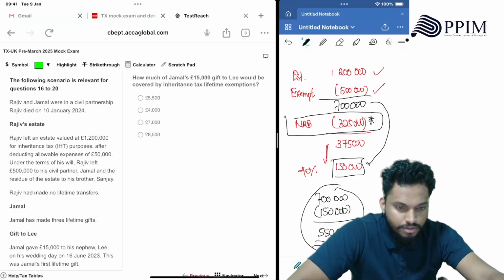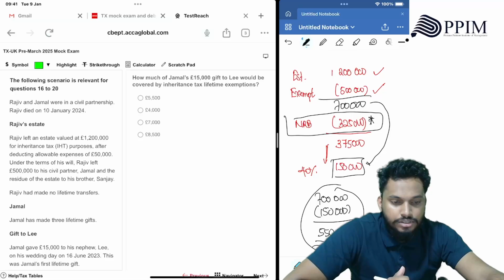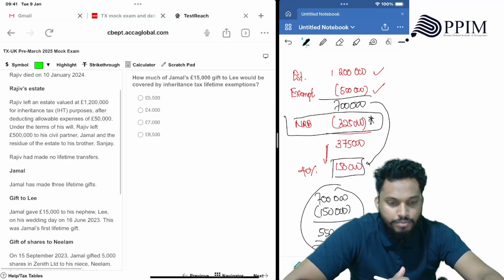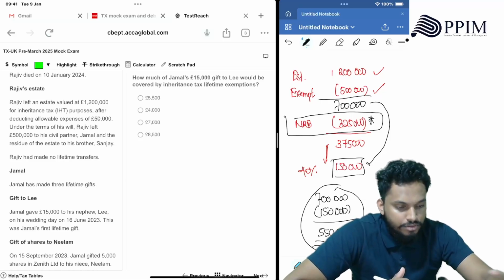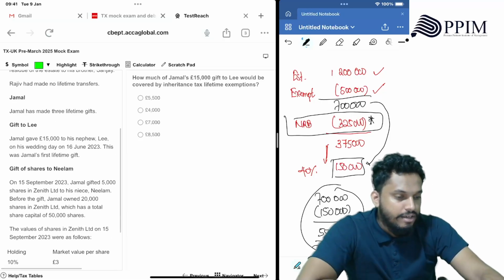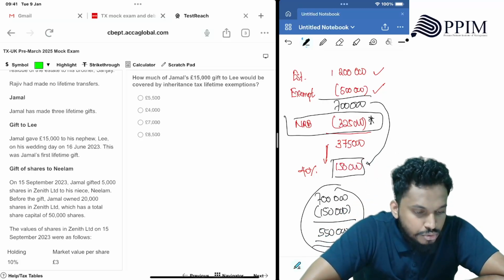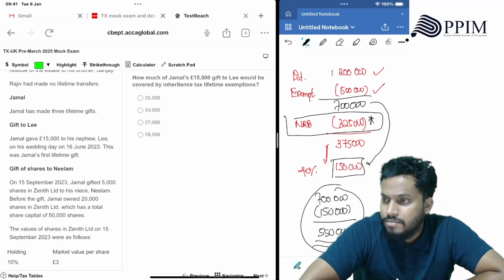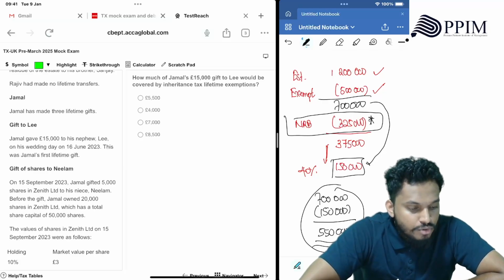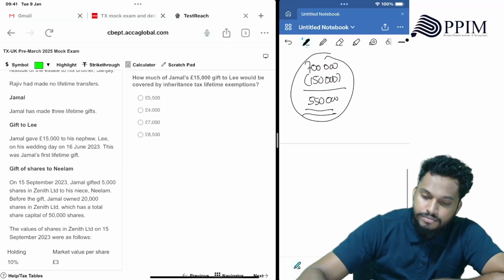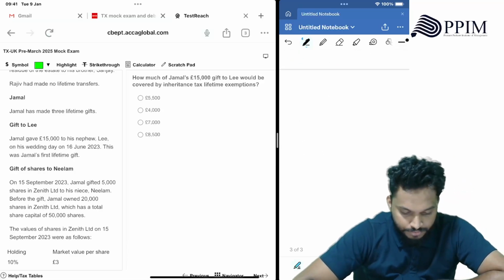Did you try this question? They're asking us how much of Jamal's 15,000 pounds gift to Lee would be covered by inheritance tax lifetime exemptions. So Jamal gave 15,000 pounds to his nephew. To whom is he giving? Nephew. So do you remember when you're transferring gifts, there were some allowances for person to person? Do you remember?